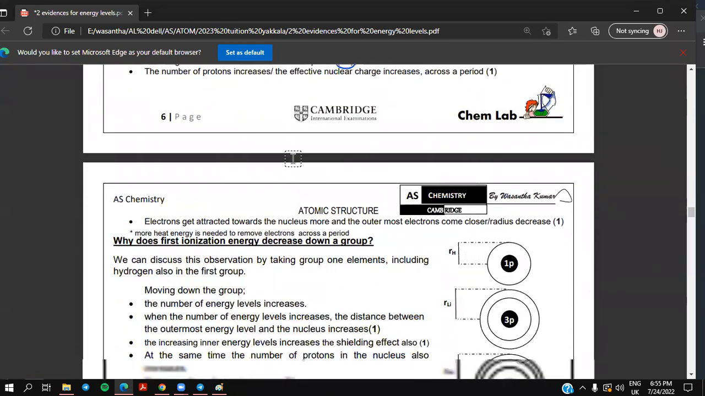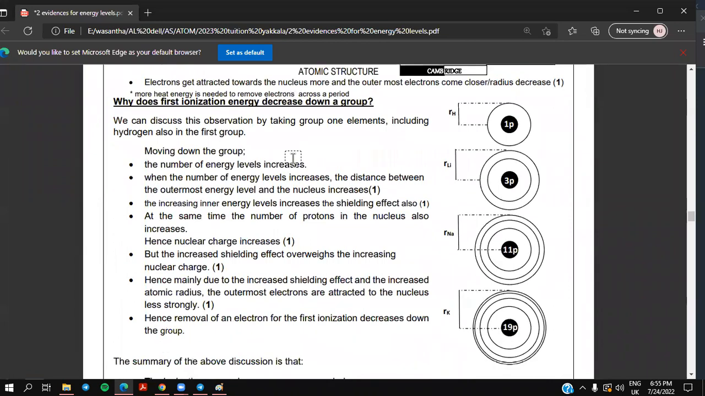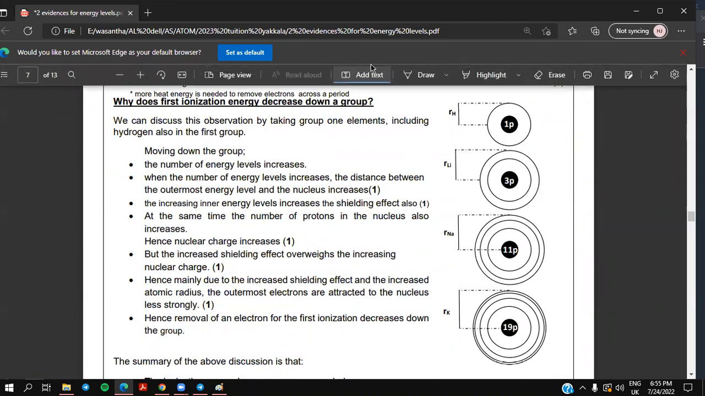Now here, in this point, why does first ionization energy decrease down the group? The diagram shows very clearly. Moving down the group, the size of atoms increases. Why does size of atom increase? Because energy levels are getting added. When energy levels get added, shielding effect increases.